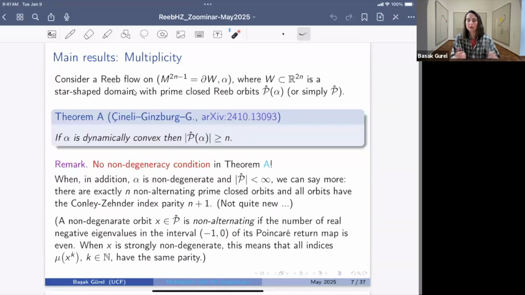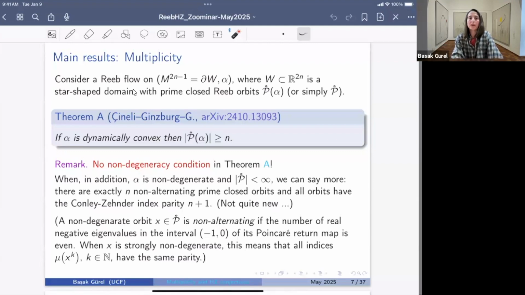But we can say more if we assume that the Reeb flow is non-degenerate. In this case, if you have a pseudo-rotation, then you have precisely n non-alternating prime closed orbits, and they have the parity of n+1, the parity of the Conley-Zehnder index, or its lower semi-continuous extension. This is not quite new, the multiplicity part of it, but the last part, that you have precisely n non-alternating prime orbits with parity n+1, is probably new.